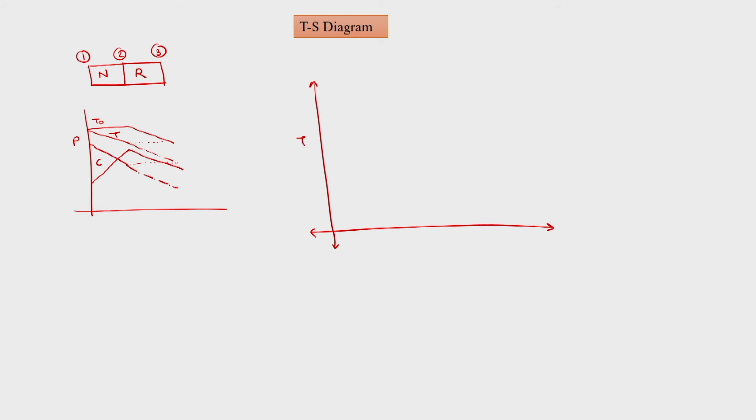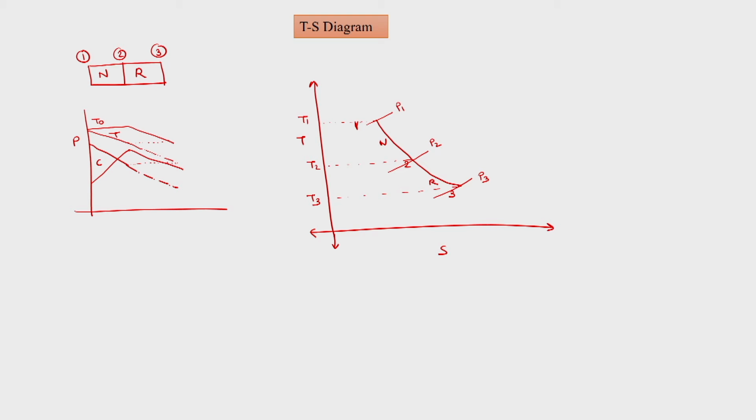So here we have T-S. First we are in state 1. State 1 to 2 is the nozzle, and 2 to 3 is the rotor. So we have the nozzle here, and the rotor here. At state 1 we have pressure P1, at state 2 we have P2, at state 3 we have P3, and this is T1, this is T2, and this is T3.